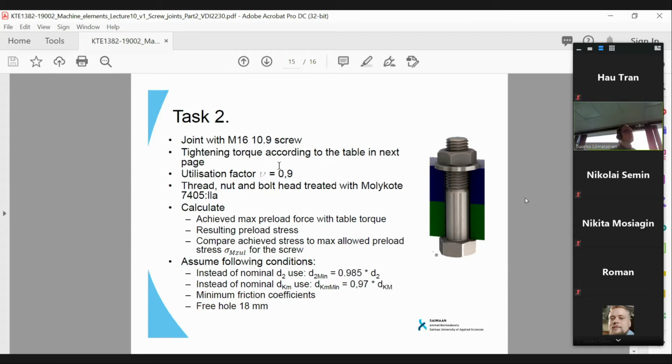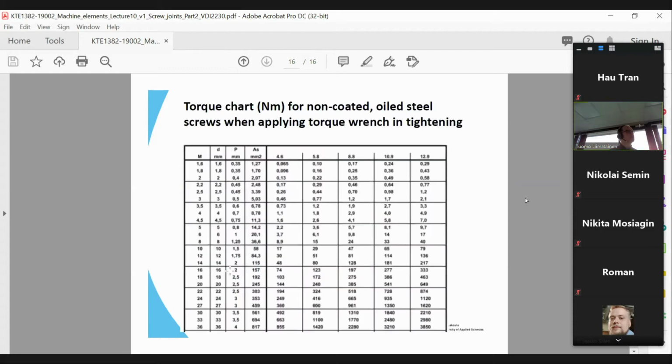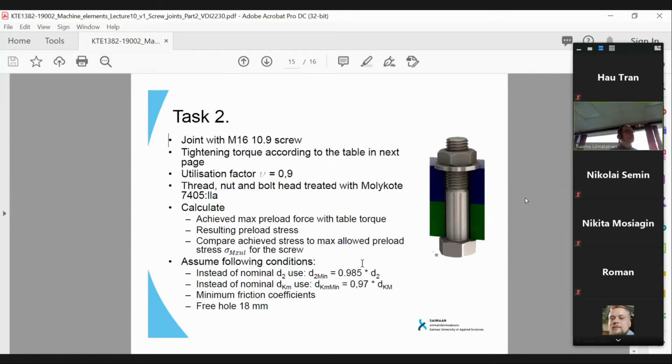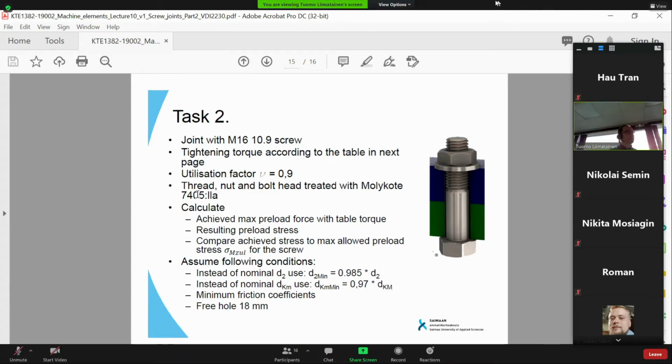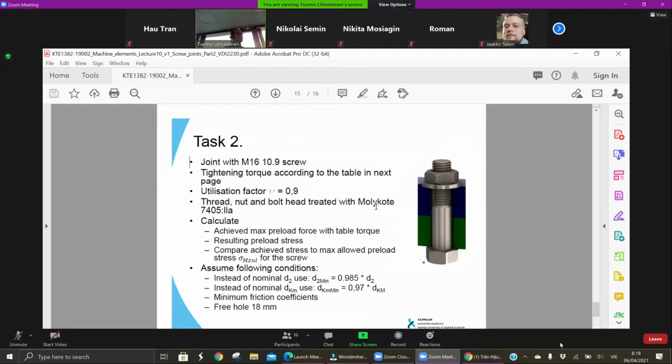So now the task would be to check what is the achieved preload with a certain tightening torque. So now you need to apply a tightening torque from this table, and you will need to calculate what kind of preload force you will obtain in this bolt, considering that it is an M16 10.9 screw, and the thread, the nut and the bolt head have been treated with Molykote 7405, which means that it's lubricated to minimize the friction in these contact surfaces.